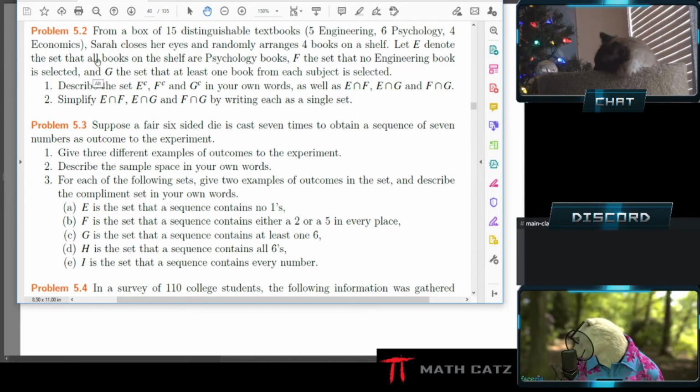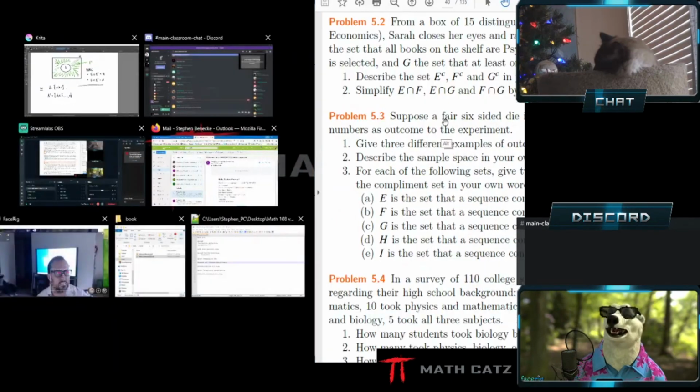Now I'm going to do problem 5.2 because in the past when I leave both problems up to you, it is a disaster. But there's a big problem 5.3, so you still have a lot of stuff you can practice if you want to. Okay, so now the first question here is describe the set E complement, F complement, G complement in your own words, and the intersections as well. So now whoa, what happened there?